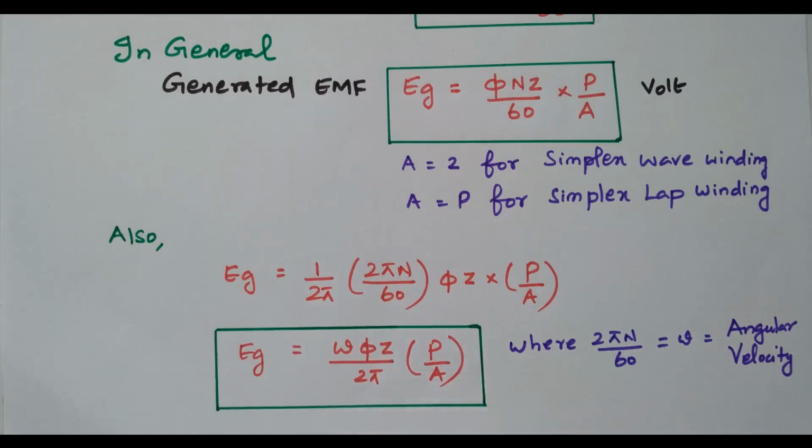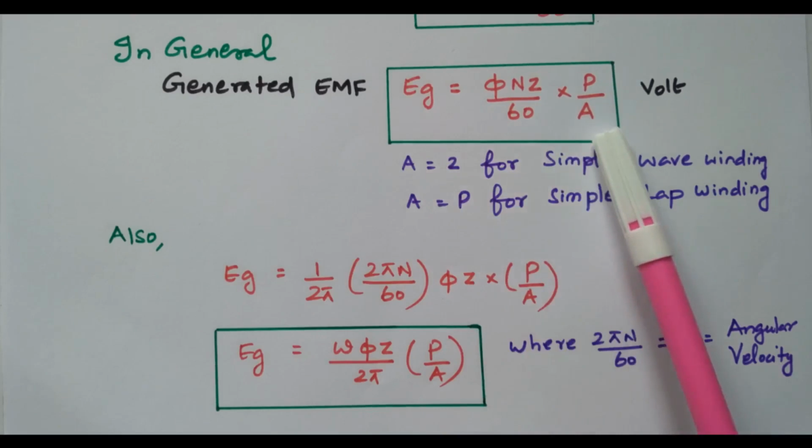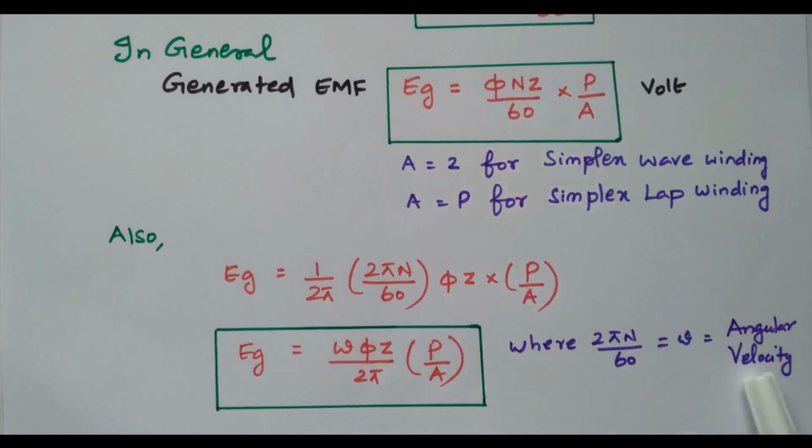So this equation is also the generated EMF in a DC generator, given in terms of angular velocity. While solving a problem, if the angular velocity is available, we can use this formula: omega pi Z divided by 2 pi into P by A. This is the general equation for either lap winding or wave winding. This equation is applicable when the angular velocity is given. So in this video, we discussed the generated EMF of a DC generator for both lap winding as well as wave winding, and also one more expression including the angular velocity.